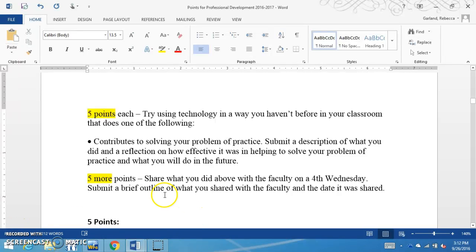Okay, I'm back for 5 more points, this time dealing with my problem of practice and submitting a description of what I've done. So I just was going to show you another one of my units that I put together in the very beginning of the year called the heraldry unit, which deals with my problem of practice.